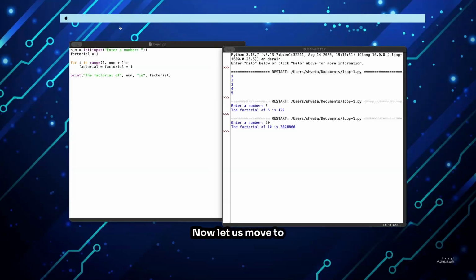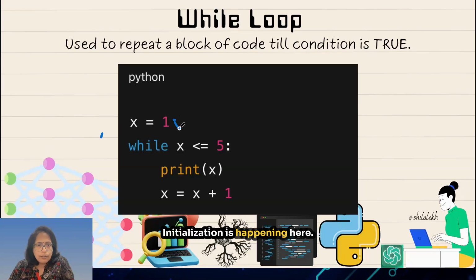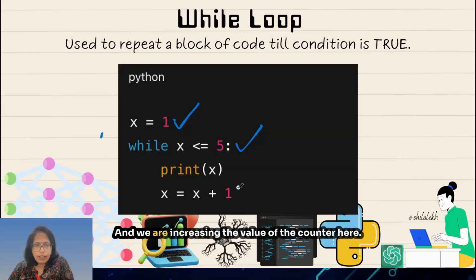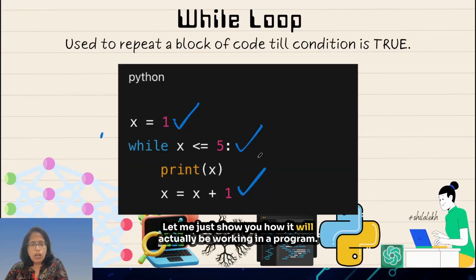Now let us move to while loop. Can you see there is a difference between the way we were working with the for loop and the way we are working with this? Initialization is happening here. This is the final value of the counter. X is less than or equal to 5. So the moment it reaches 6, the while loop will cease to function. And we are increasing the value of the count here. And here again we are doing nothing but printing 1 to 5 using the while loop. Okay? Let me just show you how it will actually work in a program very quickly.